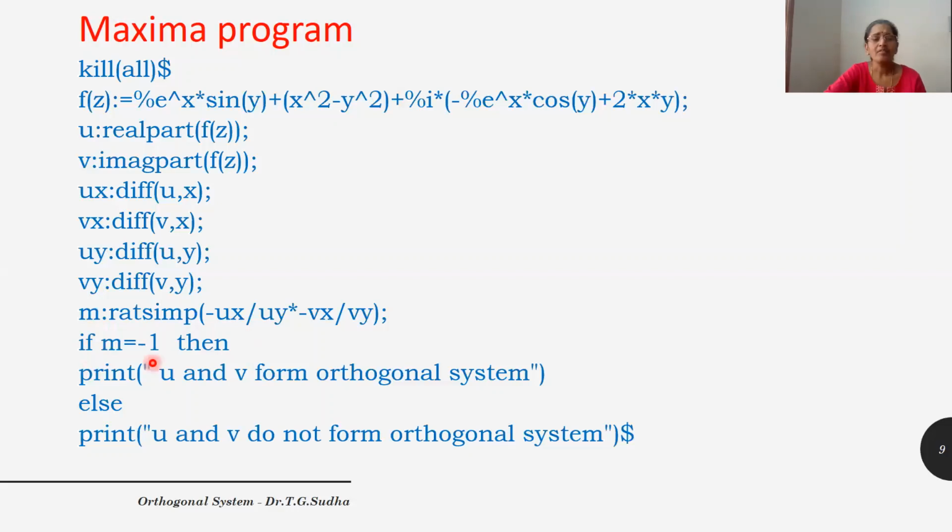So if m is minus 1, then the two curves u and v form an orthogonal system. Else, if this is not true, that is if m is not equal to minus 1, u and v do not form an orthogonal system. So now let us go to the Maxima window.